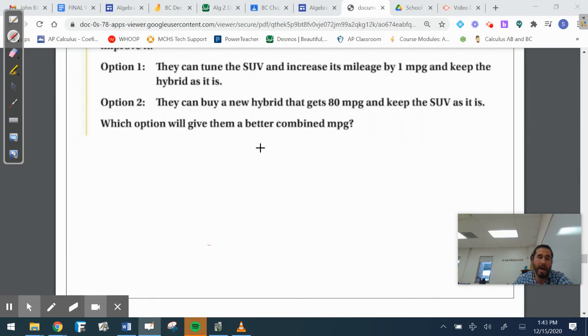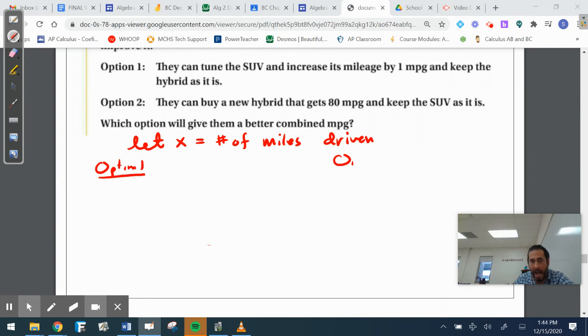All right, so here we go. First, whenever we do problems, we need to introduce a variable. Let x equal, and x is always going to be something you have no information about. And I have no information about how many miles they drive. So let x equal the number of miles driven. Okay, there we go. We're going to put option one over here, and option two over here, and we are going to see what we should go with.